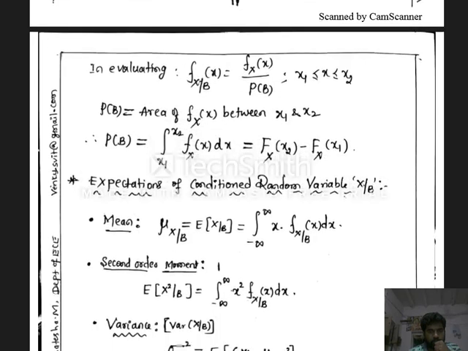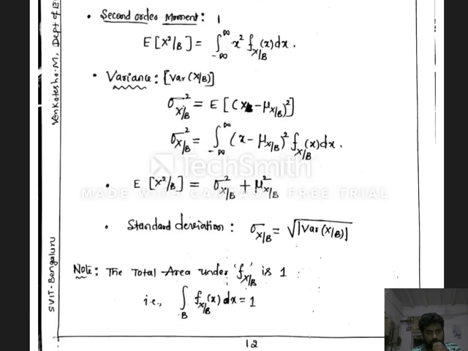Similar to the single random variable x, we can define the expectations of the conditional random variable x bar b. First, the mean value of the random variable x bar b is given by mu x bar b, which is also equal to the expectation operator on x bar b, equal to the integral of x into, and here you should clearly remember, the probability density function of the conditional random variable x bar b. It is a first order, so we are writing the same first order independent variable here, x into f x bar b with respect to x. The second order moment of the conditional random variable is E of x square given b, which is the integral from minus infinity to plus infinity of x square into the probability density function of the conditional random variable x bar b.